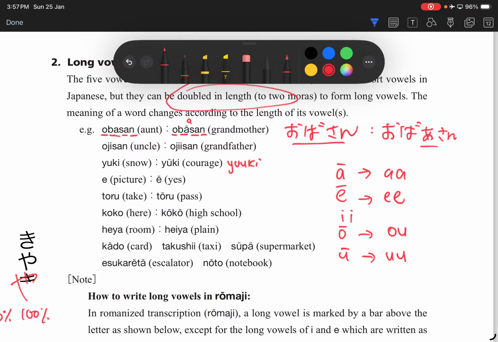Okay. Anyone have any question with this long sound? No, then we move on to the next section.